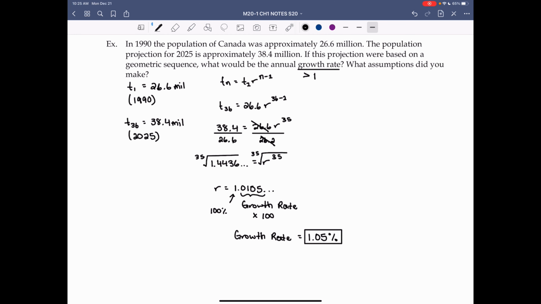And what assumptions did you make? So our assumption would be that the growth rate remains constant throughout these years.